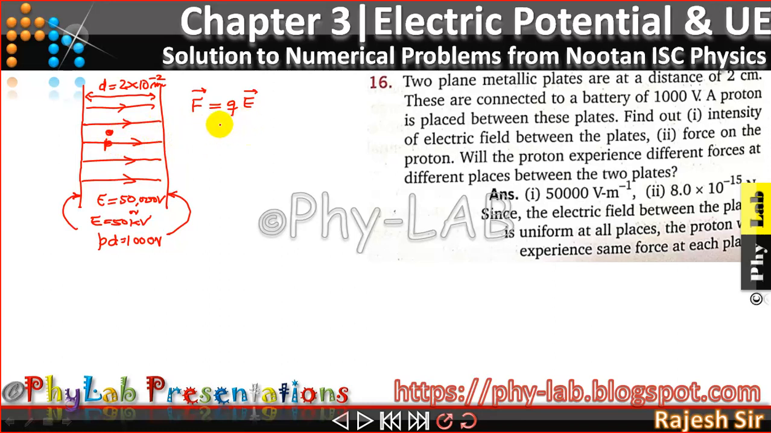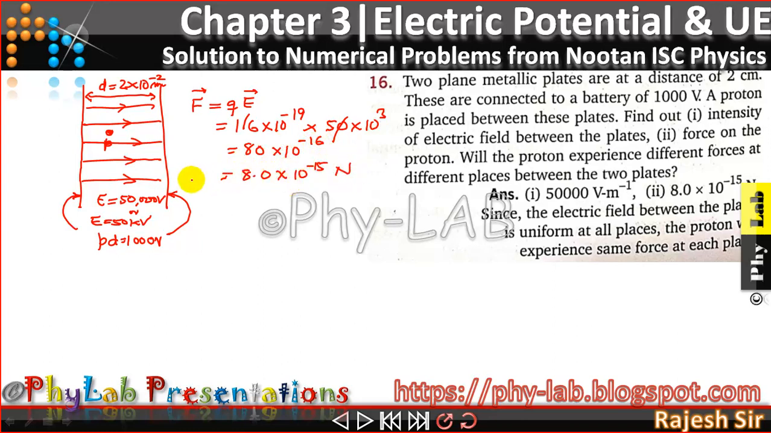The magnitude of the force experienced will be 1.6 times 10 to the power of minus 19, and the electric field in between the plates happens to be 50,000, that is 5 times 10 to the power of 4. So let's solve it out. 16 times 5 is 80, isn't it? Yeah friends, it becomes 80 times 10 to the power of minus 19, and with the 10 to the power of 3 it is minus 16. You can take this 0 out, and that comes out to be 8.0 times 10 to the power of minus 15 Newton.